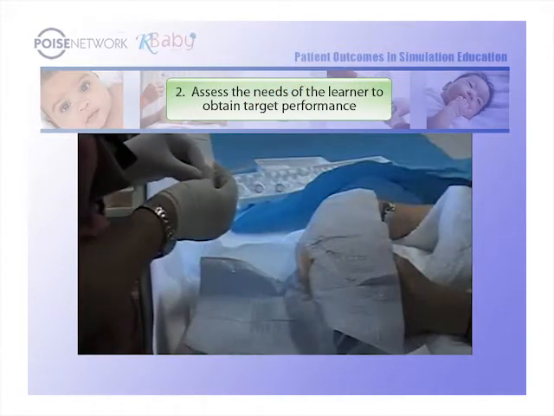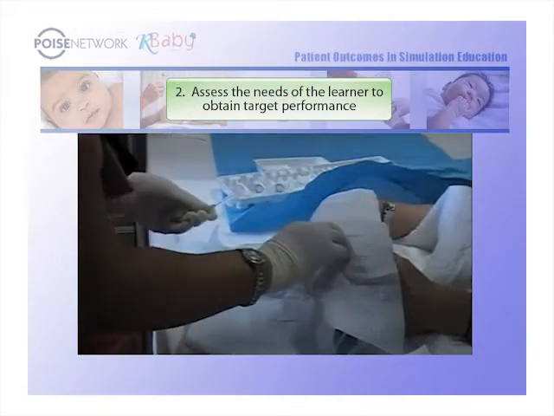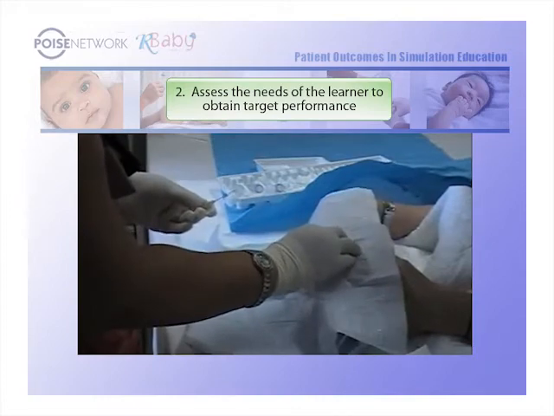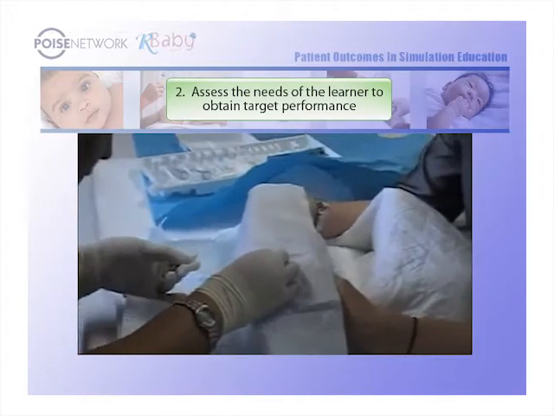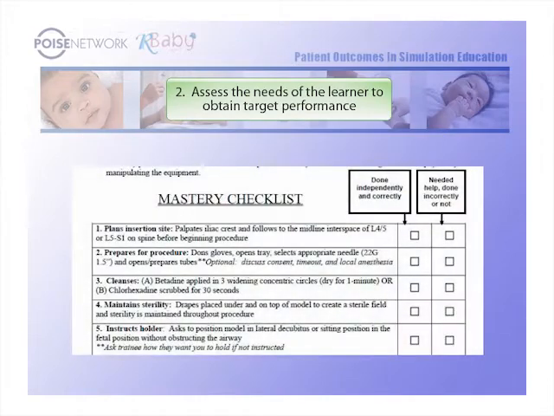Assessing the needs of the learner first requires you to observe the learner performing an infant LP from start to finish. An LP mastery checklist is provided for you to discern the various required components. Use the checklist to document the learner's competencies and deficiencies. Check marks in the first column designate that the component was done independently and correctly. Check marks in the second column indicate that a component was performed incorrectly, was omitted, or required any help.